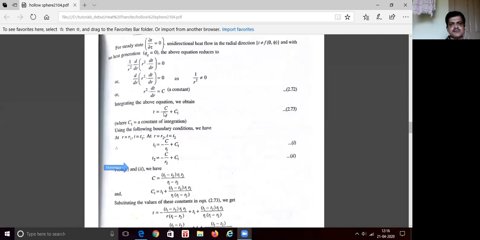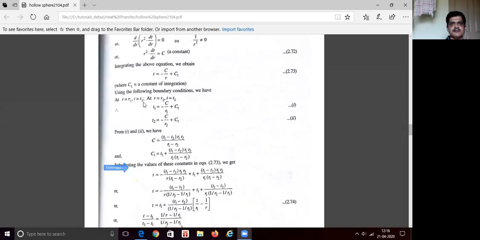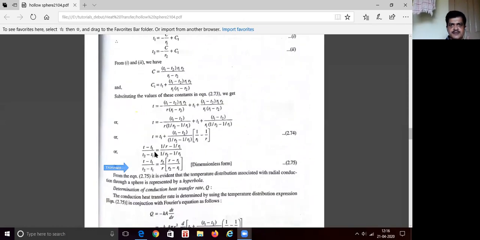Now, as usual, C and C1 we have to find using boundary conditions: at r1 the temperature is T1, at r2 the temperature is T2. Do all these things, calculate C and C1, and finally we will get one equation, that is equation 2.74. The differential equation is solved to get an equation for T.